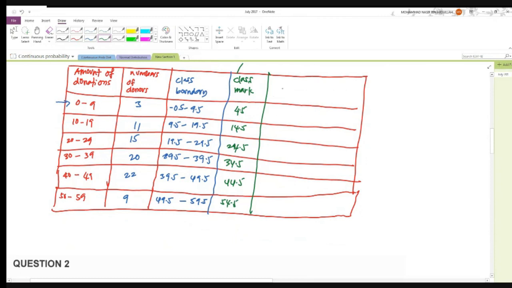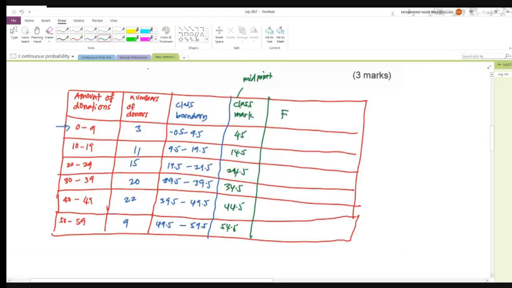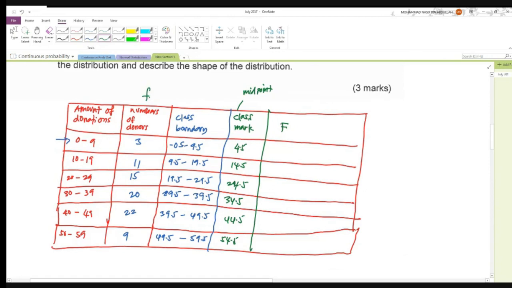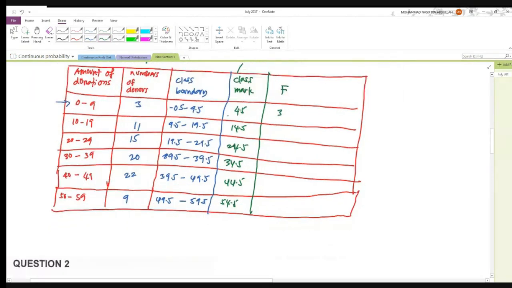Right, and then since we need a cumulative frequency, the last column will be cumulative frequency. So this is our frequency, and this is our cumulative frequency, right? Cumulative frequency starts from 0 before the first class. So this is 3. 3 plus 11 is 14. 14 plus 15, 29. 49. And then this is going to be 70, 71. And this is 80.